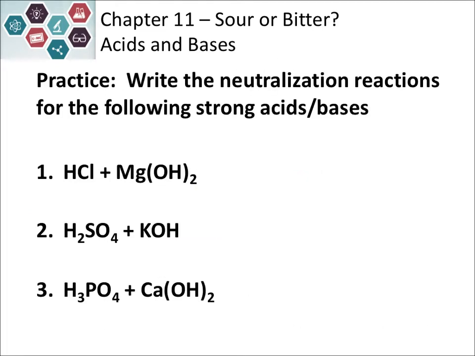Here are a couple examples. So for this first one, we have HCl with magnesium hydroxide. So HCl is our acid, so that hydrogen ion along with the hydroxide ion from the base is going to make water. Now notice we have 1 hydrogen and we have 2 hydroxides. So I'm going to go ahead and put a 2 in front of the HCl. So now I have 2 hydrogens and 2 hydroxides, and that's going to produce 2 waters, 2 H2O.